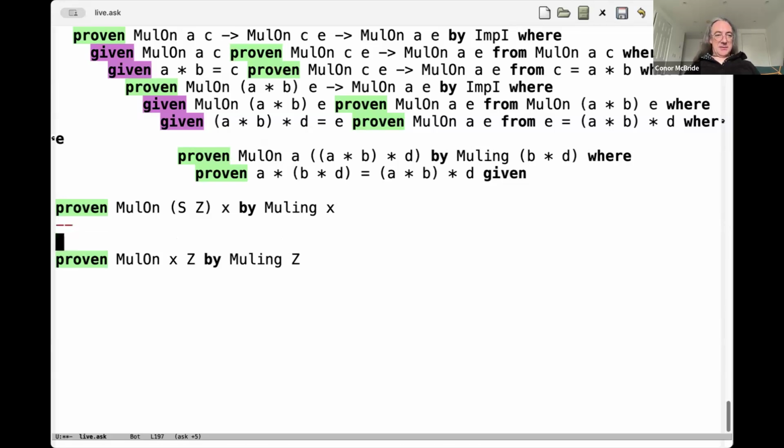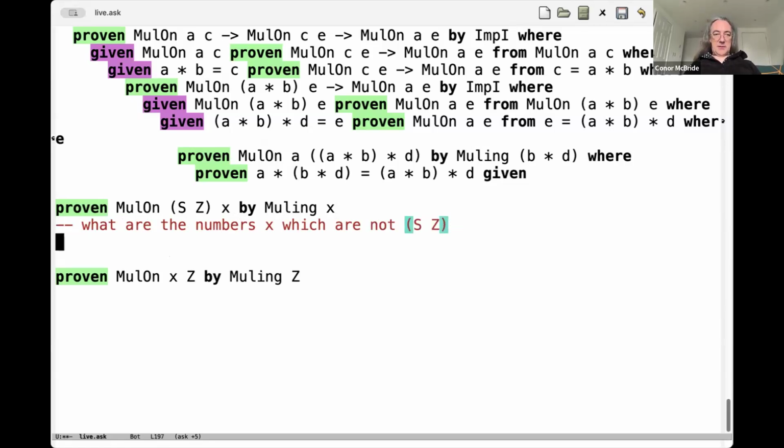So let me just write the thing. So what are the numbers x which are not 1, but where if mull on a x, then a is 1, or a is x, of course, because you can always get from x to itself.